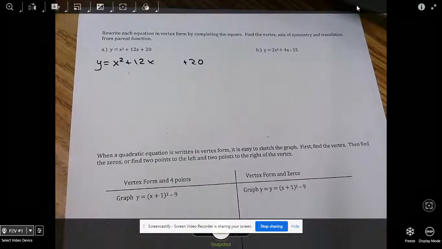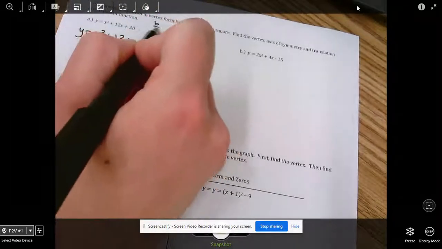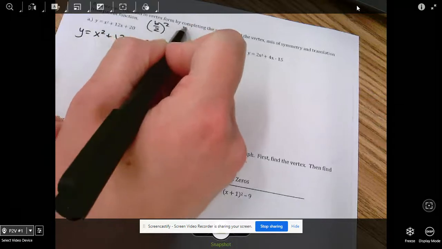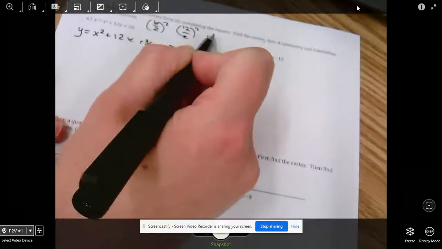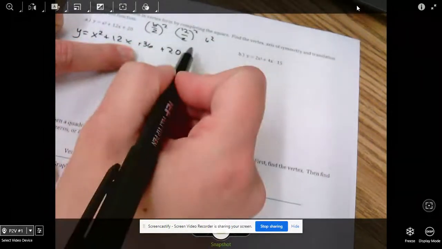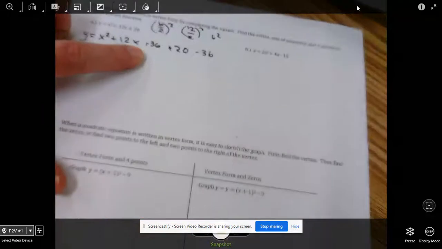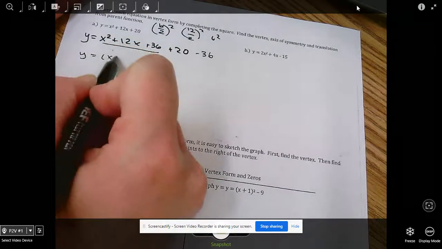So B is 12 divided by 2 is 6. And then square it, you're going to put a 36 in here. So B divided by 2 squared. So your B was 12. You're dividing it by 2, and you're squaring it, so it's 6 squared. If I add a 36, I must subtract 36 to keep my equation balanced. And it's okay because it's where I put the number.